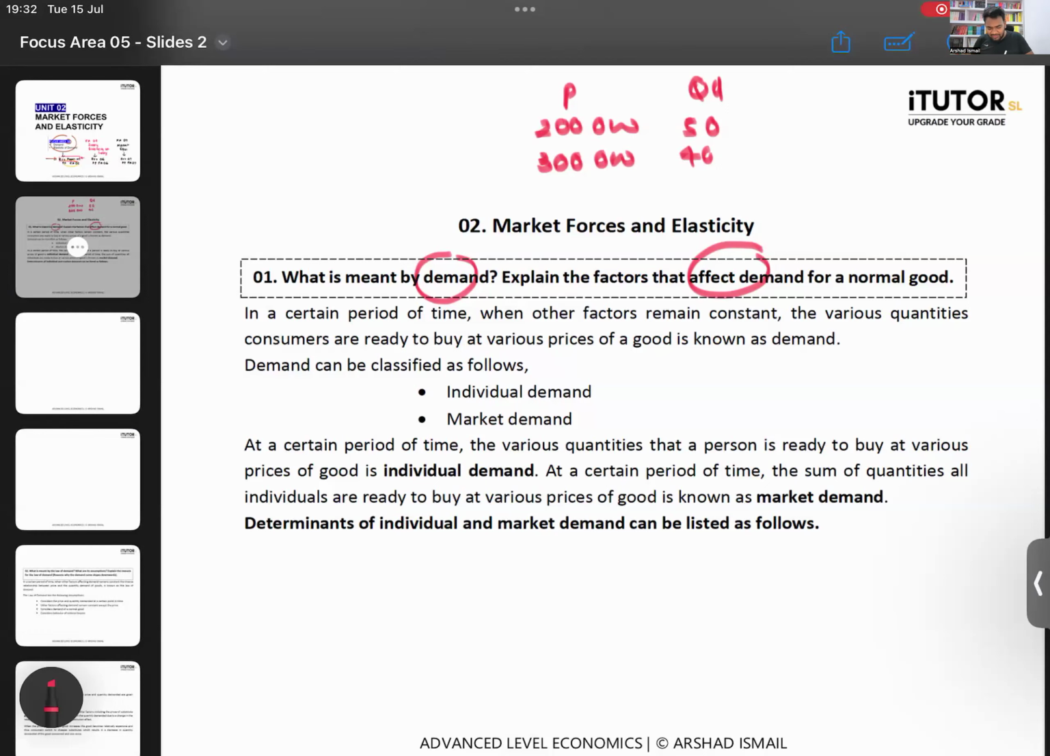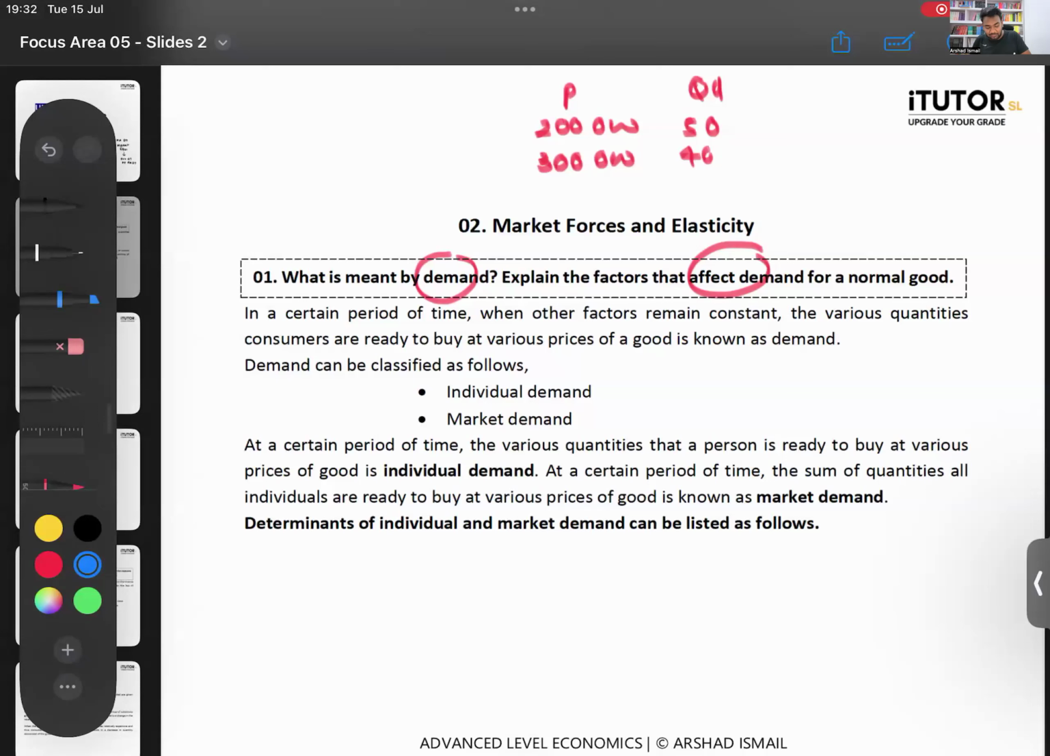Now, with this demand level, we can talk about individual demand, which is the demand of one person, or you can also talk about market demand. What is market demand? Market demand is everyone's demand for one good. So my demand for a mobile phone will be individual demand. All of our demand for a mobile phone is what we call market demand.